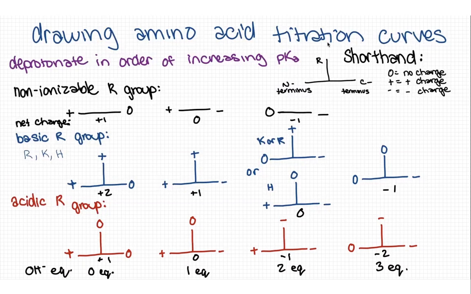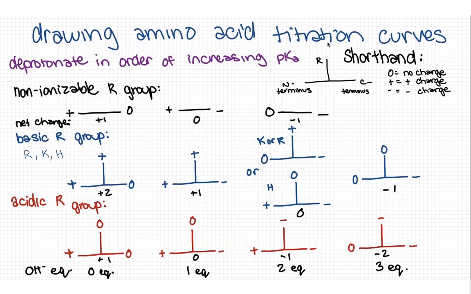Okay, finally, if you add a third equivalence, you're going to deprotonate all of those ionizable groups. And so here now you'll have deprotonated the N-terminus, the R group, and the C-terminus, and this is going to leave you with a charge of -1.